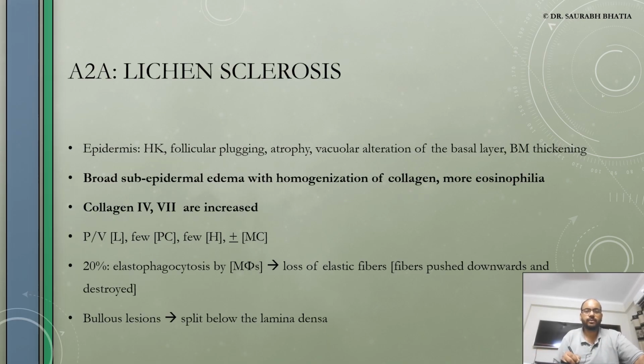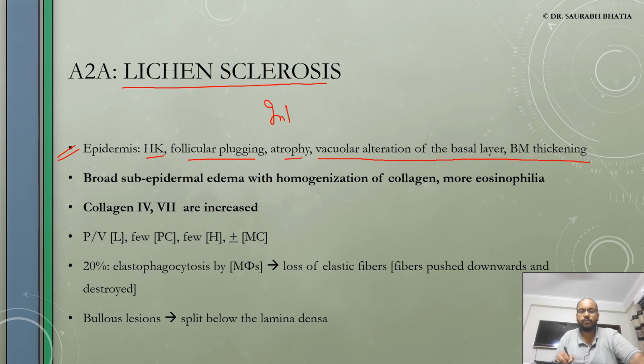So in lichen sclerosus, what exactly is happening? In the epidermis, it can be hyperkeratosis with follicular plugging, or it could also be atrophy with vacuolar alteration of the basal layer and basement membrane thickening. Now remember, the thing to look for is interface dermatitis. That is what is happening.